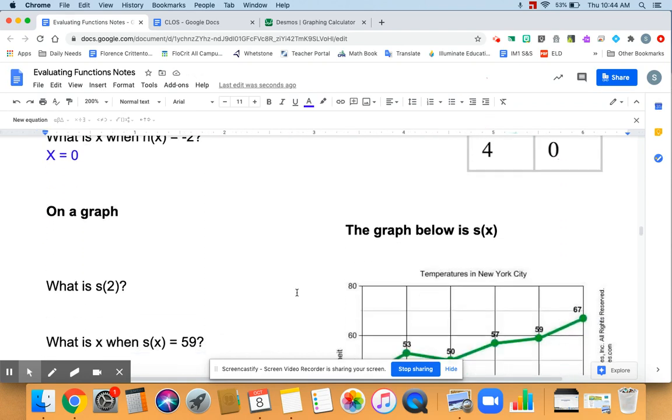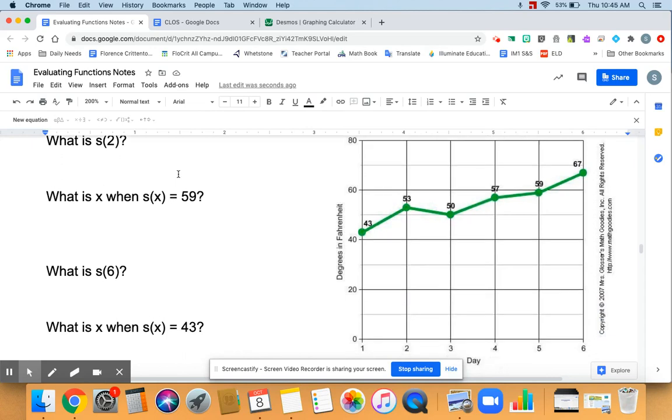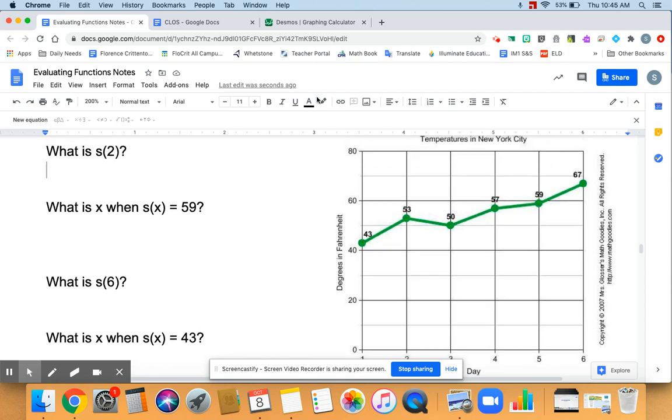On a graph, if you look here, it's saying the graph below is S of x. Remember, x is the left and right axis, and y is the up and down axis. So in this case, when it says, what is S of -2? Is that -2 going to be my x or my y? It's my x because it's in the parentheses.